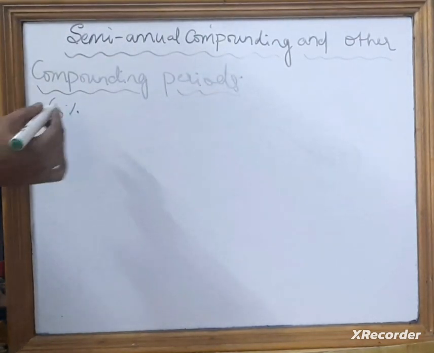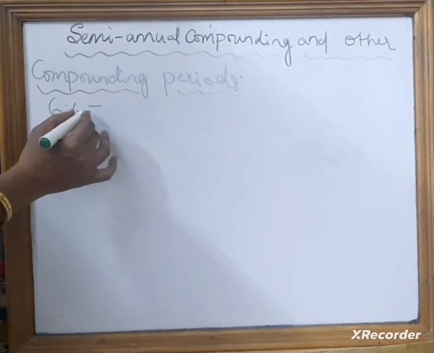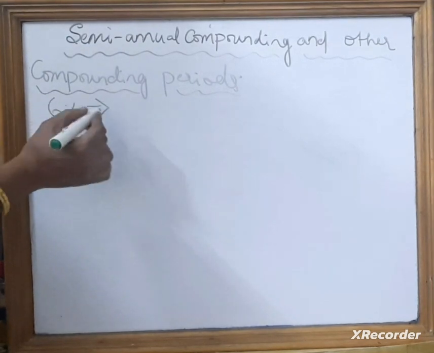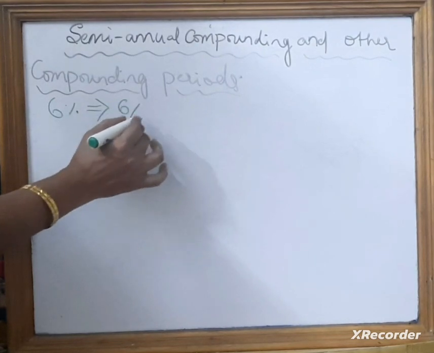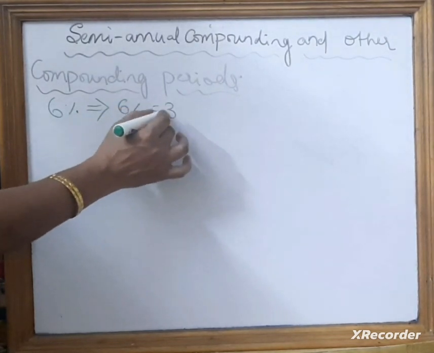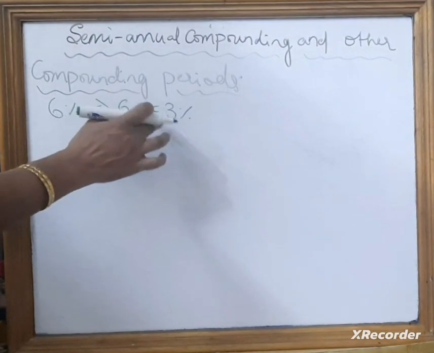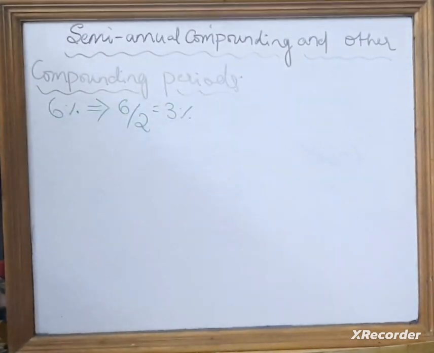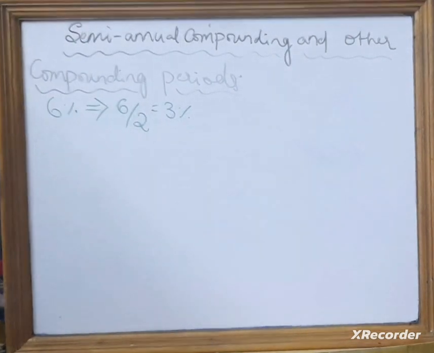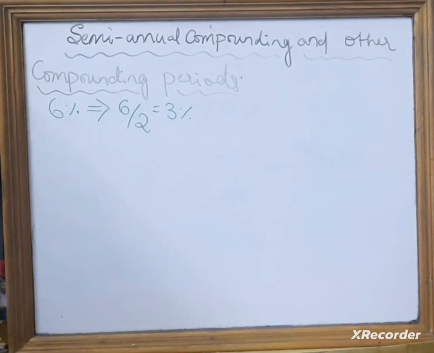under semi-annual compounding, since it is compounded twice in a year, the interest is divided into 6 by 2, which is equal to 3%. Since it is paid 2 times in a year, the interest is divided by 2. That is, the interest is paid after every 6 months at a rate of one half of the annual rate of interest. Let us assume an example.